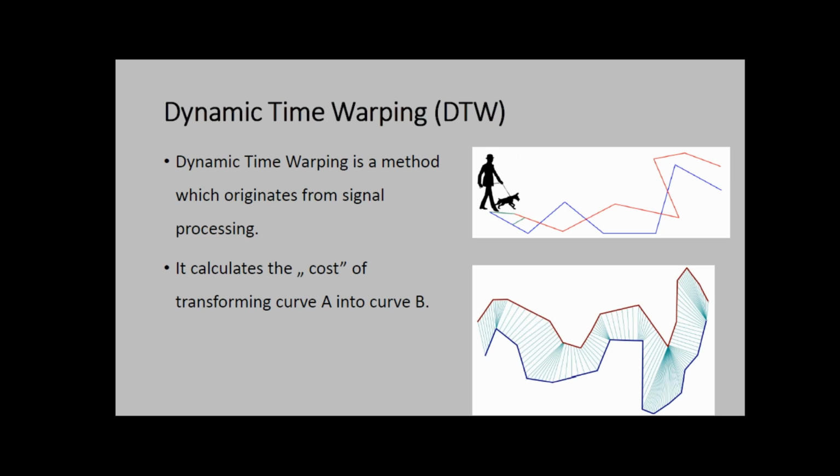This method basically calculates the cost of transforming one curve into another, which you can see in this image here. They don't need to be of the same length, but this method works well with curves of a similar length. It doesn't deal very well with curves that differ drastically in length.